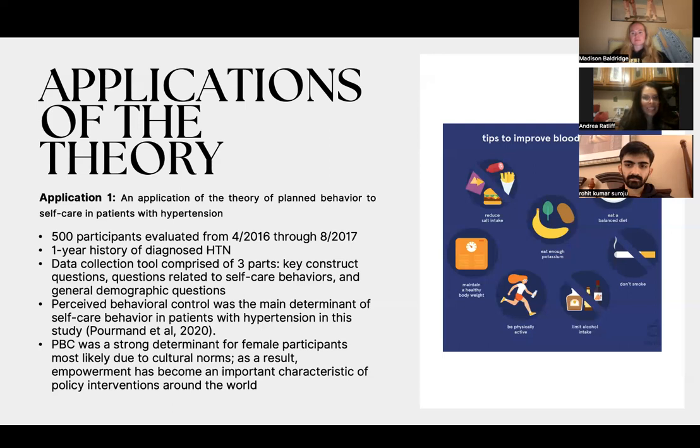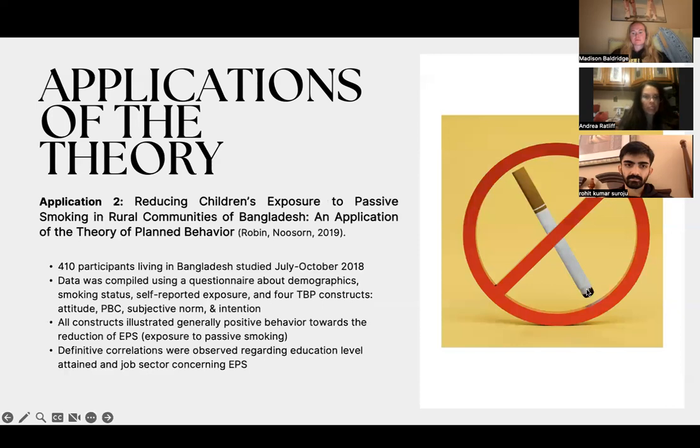And then on to the next slide, one of the other studies that I found that was very interesting, using the theory of planned behavior, was entitled Reducing Children's Exposure to Passive Smoking in Rural Communities in Bangladesh: An Application of the Theory of Planned Behavior. Now, this study surveyed 410 participants from July through October of 2018.